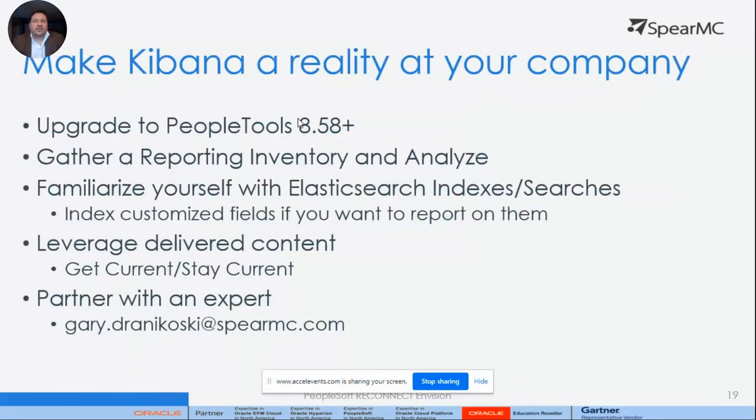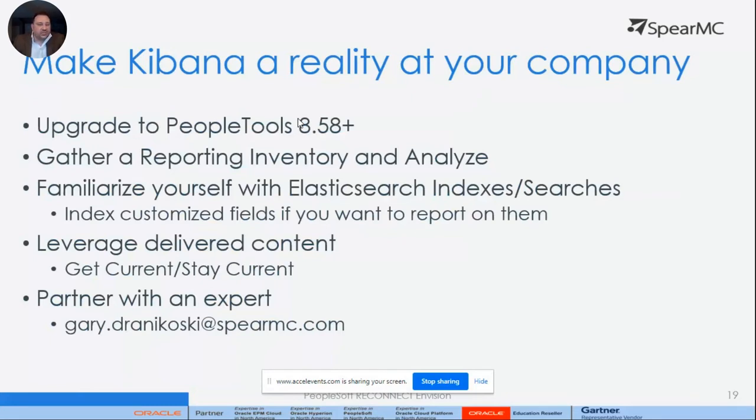I jumped around a little bit. So after all of that, how do you actually make this a reality at your company? Upgrade to PeopleTools 8.58 plus. As I mentioned earlier, Kibana was available in 8.57, but you can't really do anything with real PeopleSoft data until 8.58. So 8.58 minimum plus. If you're an OCI customer, 8.59 is out, and you can start previewing some of that and testing some of that real-time functionality.